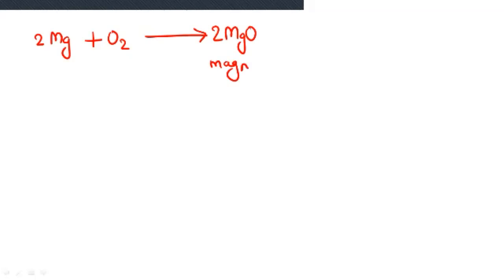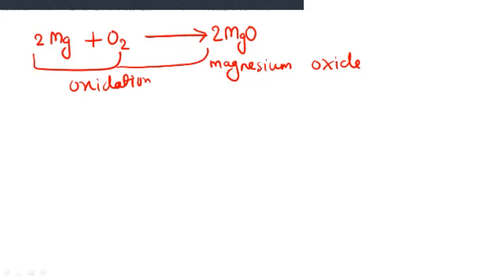What is happening here? Magnesium oxide is being formed. You can see an oxide is formed. Oxidation has happened, addition of oxygen has happened here. So magnesium oxide is formed, and this is what? Oxidation process. This entire process is oxidation, because of addition of oxygen.